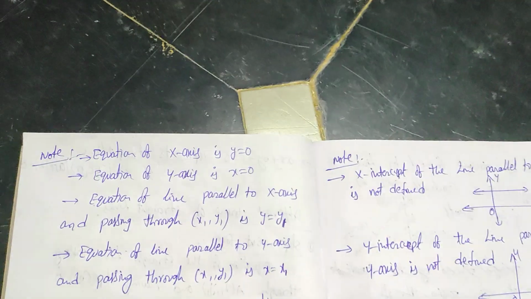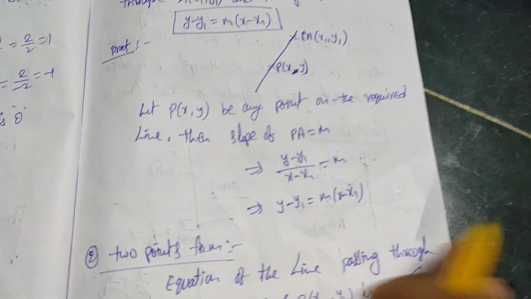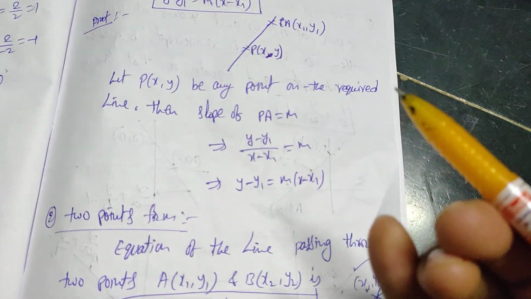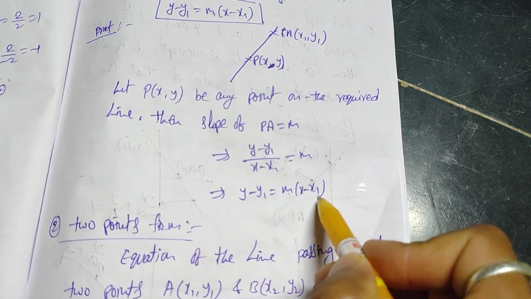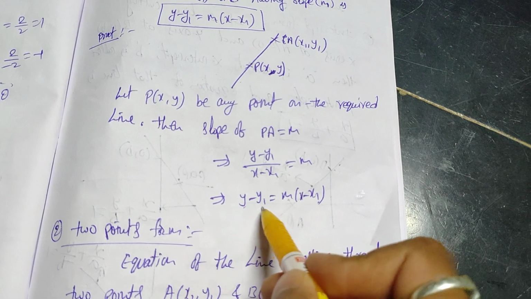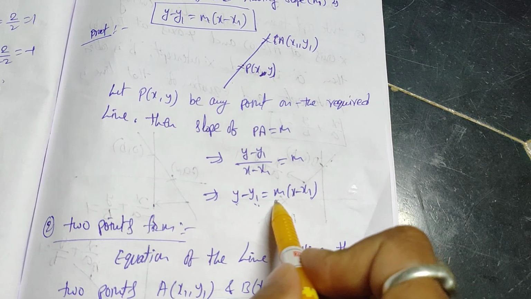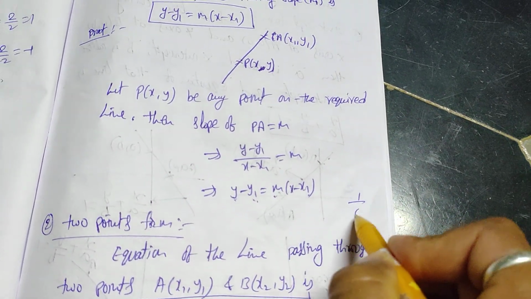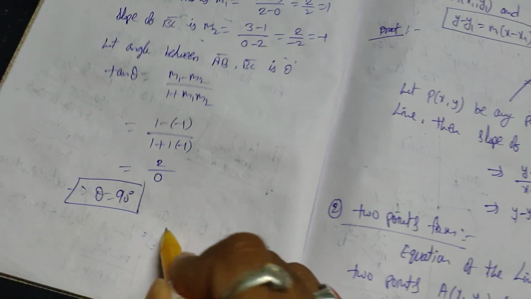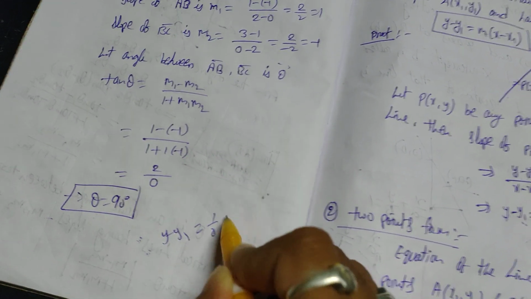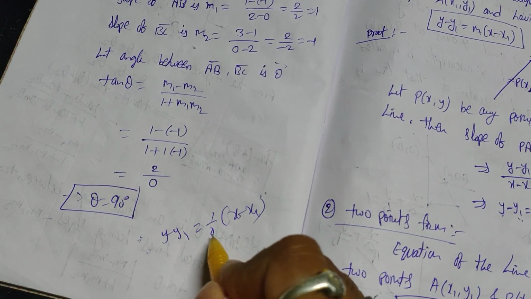Similarly, equation of y-axis is x is equal to 0 according to this one only. So equation of y-axis means any point on y-axis is some 0 comma y1. So here we can say x minus 0, and here y minus y1. So y minus y1 is equal to, here slope is undefined. Any undefined form you can write in the form of 1 by 0. So I'm writing here y minus y1 is equal to 1 by 0 into x minus x1, because slope of y-axis is undefined. Undefined you can write like this.